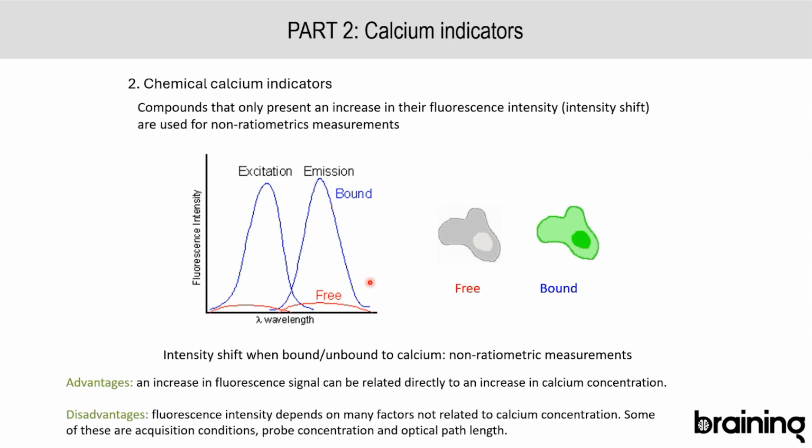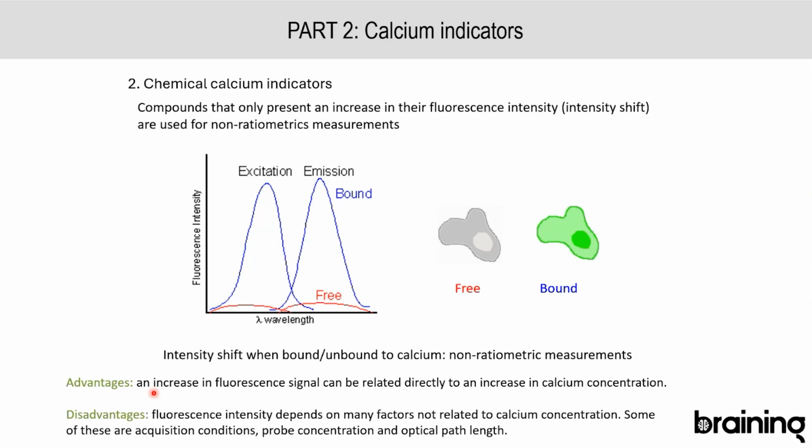What happens when we have an increase in the levels of calcium in the cytoplasm? This calcium will bind to the indicator, and we will have an increase in the excitation, but also in the emission. Okay, so we will have a direct correlation of the intensity of the fluorescence with the calcium levels in that type of cells. As I said before, the advantage is that an increase in the fluorescence signal can be directly related to an increase in the calcium concentration.